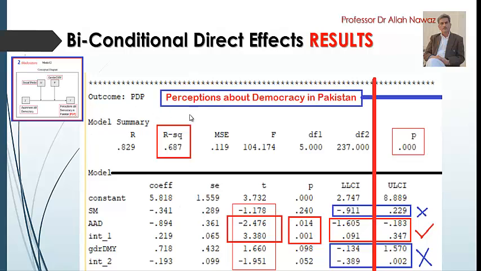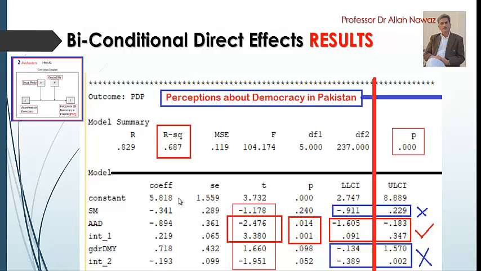The first output is about perceptions about democracy in Pakistan. It has been predicted by social media, awareness of respondents about democracy, interaction term 1, then the gender variable, and interaction term 2. It means that X, W, and M and their two interaction terms are predicting the perceptions about democracy in Pakistan. Every moderator is multiplied with the X variable to compute the interaction terms. So since there are two moderators, two interaction terms have been computed by the process model, and they are now being used as the predictors of the Y variable, the dependent variable, in our case perceptions about democracy in Pakistan.